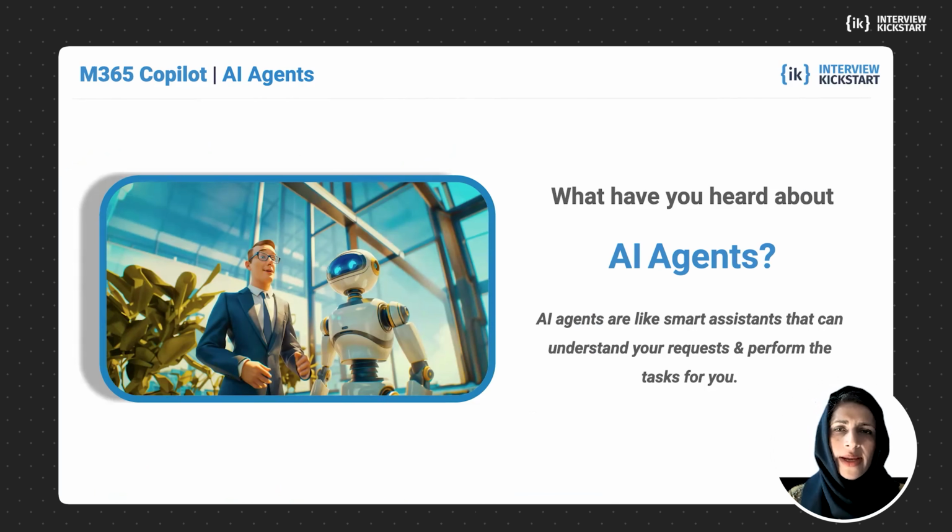What exactly are AI agents? Think of AI agents as smart assistants that can understand your requests and perform tasks for you. Unlike traditional software, which requires explicit instructions, AI agents can interpret natural language, learn from context, and even anticipate your needs. For example, imagine having an assistant that not only schedules your meetings, but also drafts your follow-up emails, tracks your job applications, and suggests personalized career resources. Everything without you having to micromanage every step.